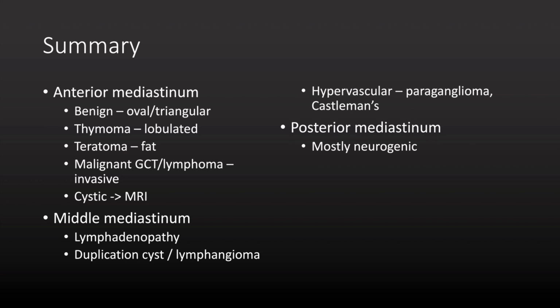Invasive lesions, you really want to think about lymphoma, malignant germ cell tumors, and thymic carcinoma. And if you see a cystic lesion, you really want to do an MRI to help further evaluate that and look for enhancing components. In the middle mediastinum, lymphadenopathy is obviously very common. Another thing to think about is duplication cysts, and if it does not measure simple fluid, then MRI is, again, going to be very helpful there. Your hypervascular lesions: metastatic disease, paragangliomas, Castleman's, and of course, thyroid extension.